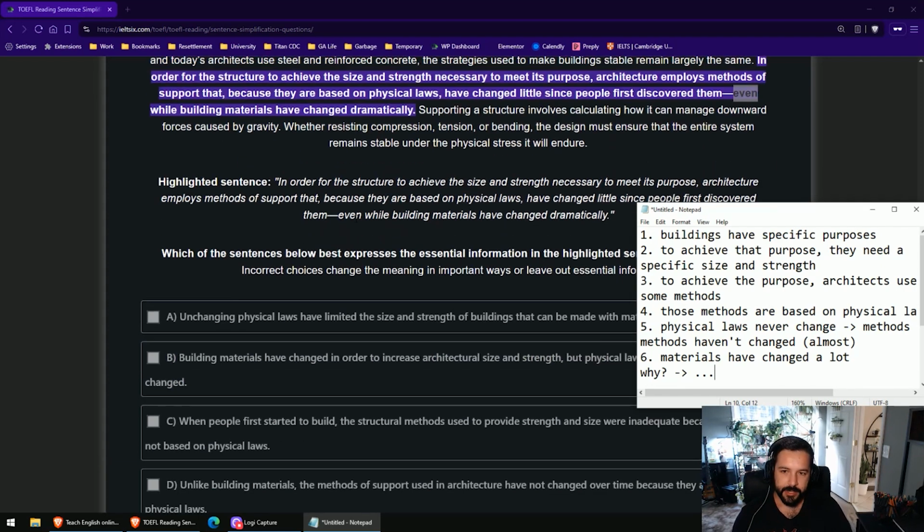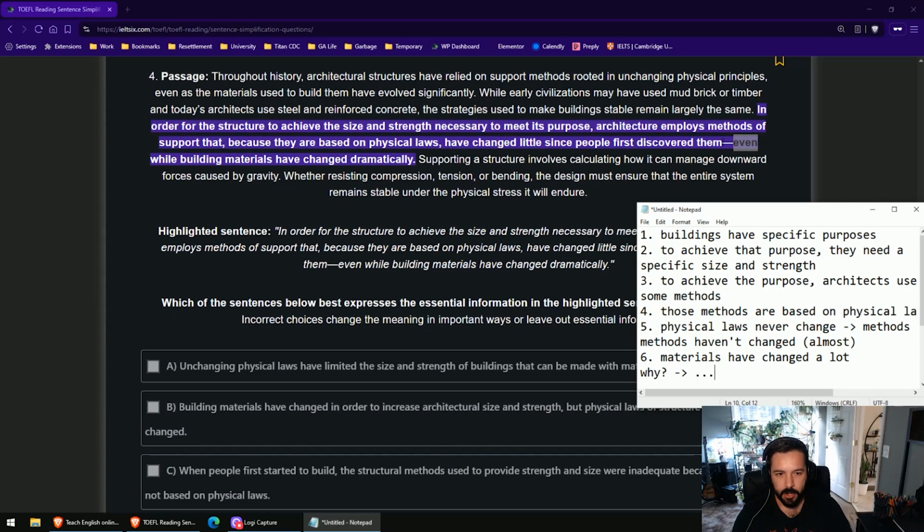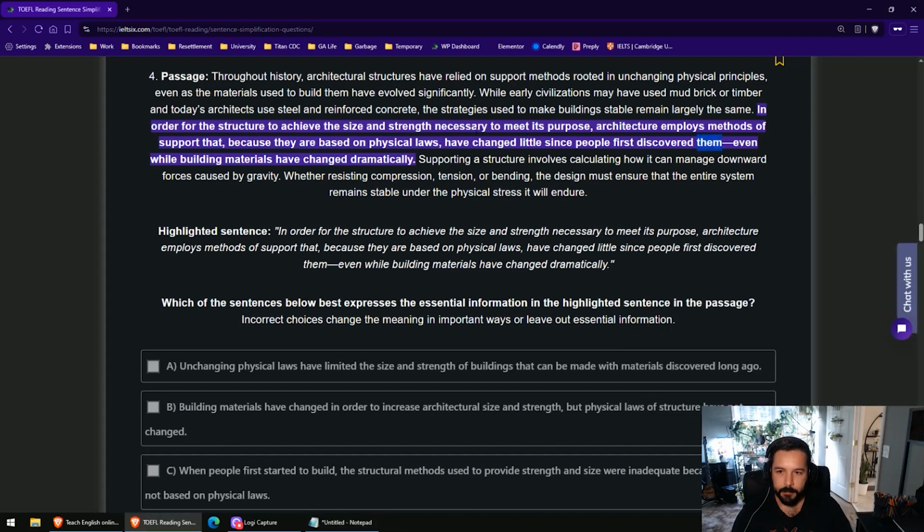We just said that we mentioned something about first. People first discovered them. Them meaning, let's go back a few steps. Architecture employs methods of support that, because they, you could also get a question like this. They refers to what? Well, methods of support are based on physical laws, have changed little since people first discovered them. So discovered what? Now that's a good question for you.